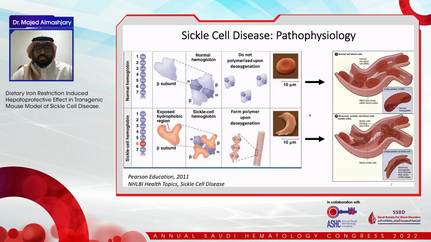We're going to talk about the pathophysiology of sickle cell disease. As Dr. Uthman explained very well, it's a point mutation at the 6th amino acid position that gives rise to a mutant hemoglobin called hemoglobin S. Upon deoxygenation, polymer formation happens, poking the cell membrane and giving us the known sickle shape.